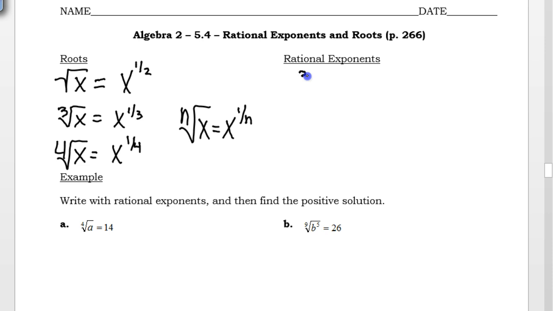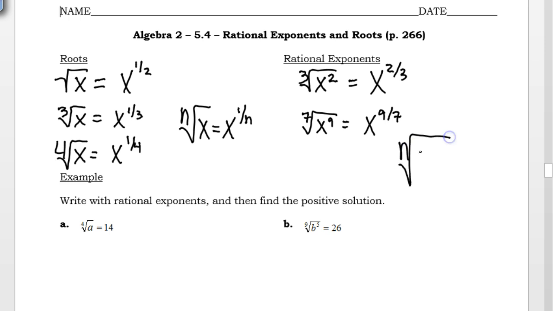Now I can have a third root and at the same time a power 2, and I would rewrite that as 2/3. So basically the x to the power of 2 is still an x to the power of 2. The third root goes under the 2, becoming 2/3. And so another one would be, how about the 7th root of x to the 9? That would be x to the 9/7. Whatever value that I have on the outside, when I rewrite that, the power stays right where it is, and the root becomes the denominator on the ratio.